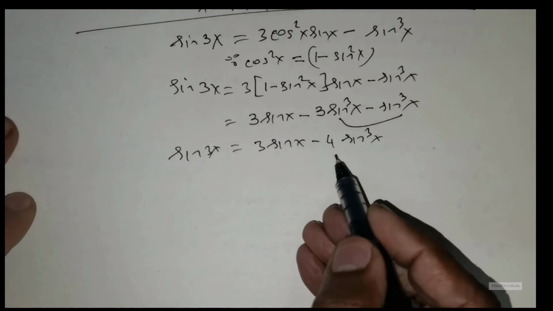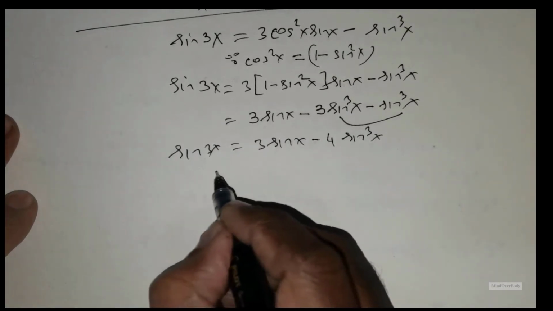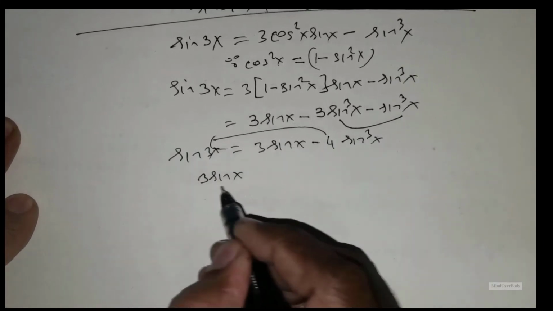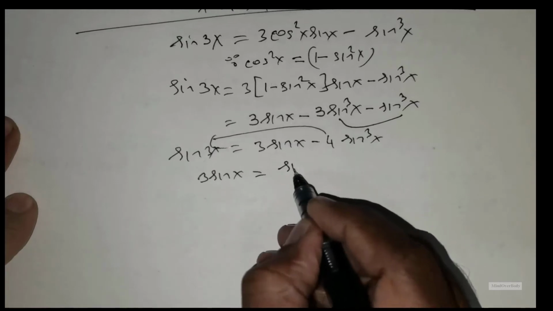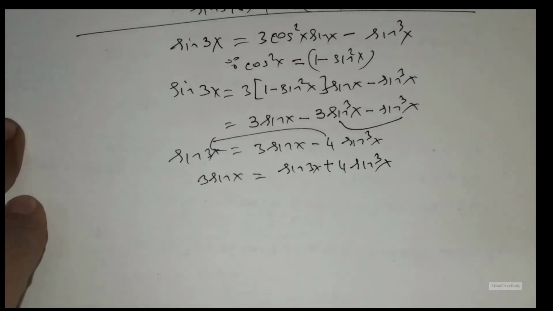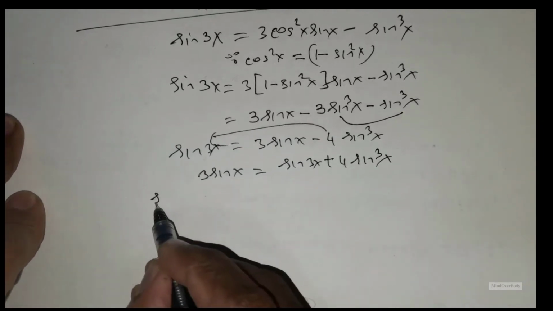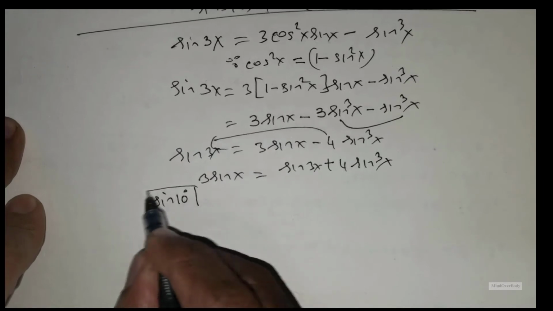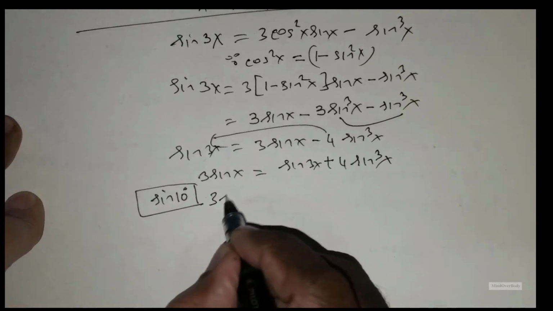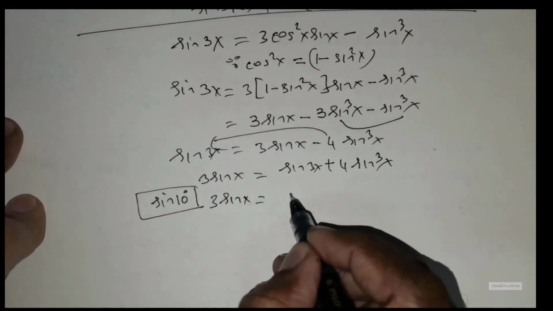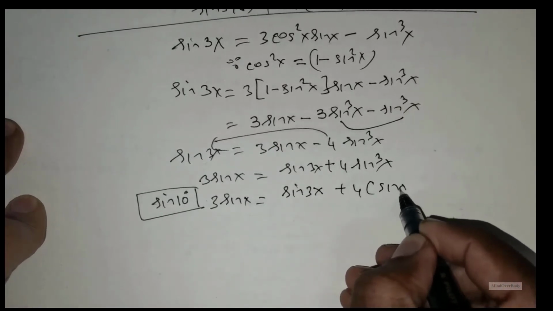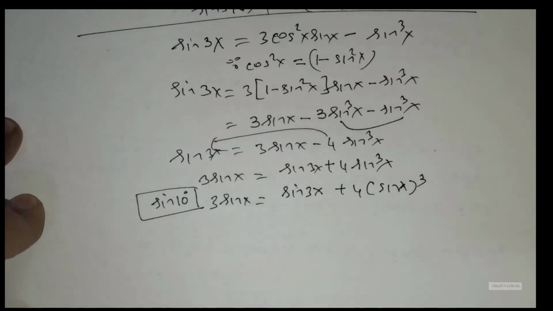Okay, now I can rewrite this as 3 times sin x, moving this to the left side would give me sin 3x positive 4 times sin cubed x. Okay, now I need to find out what is sin 10. So I'm going to rewrite this as 3 times sin x is equal to sin 3x positive 4 times sin x raised to the power 3. I'm going to rewrite it like this.